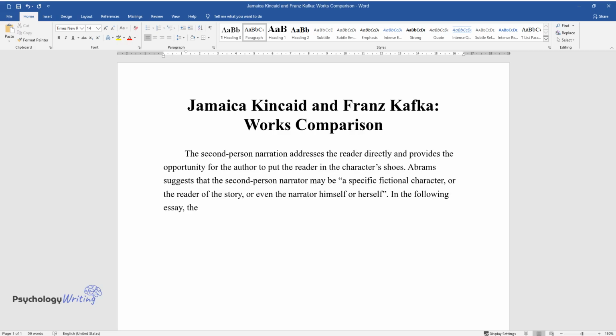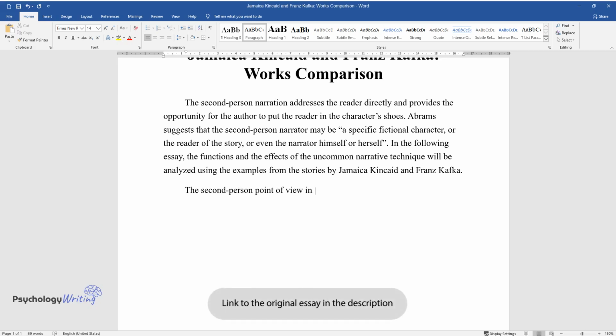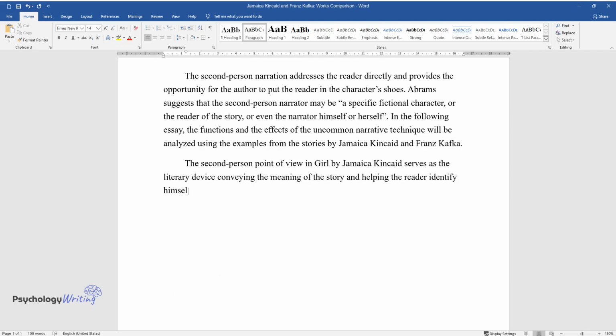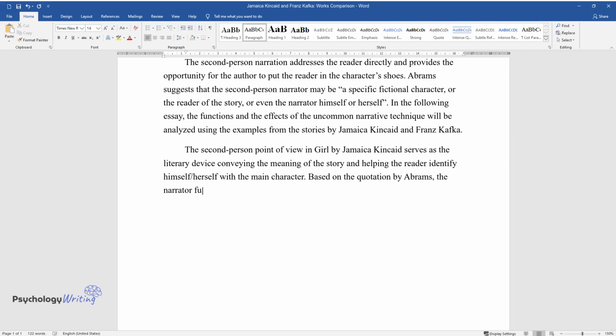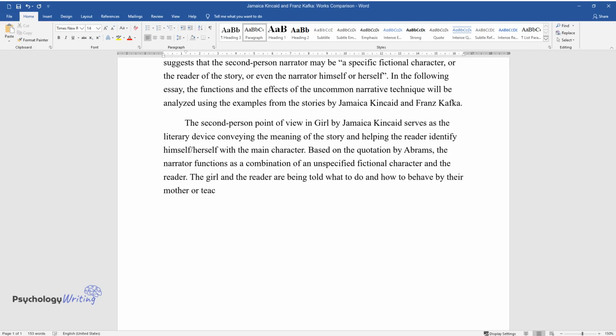In the following essay, the functions and the effects of the uncommon narrative technique will be analyzed using the examples from the stories by Jamaica Kincaid and Franz Kafka. The second-person point of view in Girl by Jamaica Kincaid serves as the literary device conveying the meaning of the story and helping the reader identify himself/herself with the main character. Based on the quotation by Abrams, the narrator functions as a combination of an unspecified fictional character and the reader. The girl and the reader are being told what to do and how to behave by their mother or teacher.